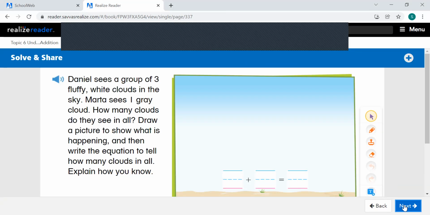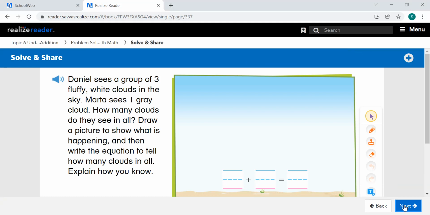Daniel sees a group of 3 fluffy white clouds in the sky. Marta sees 1 gray cloud. How many clouds do they see in all? Draw a picture to show what's happening and then write the equation to tell how many clouds there are in all. So what do we know about the clouds that Daniel and Marta see?